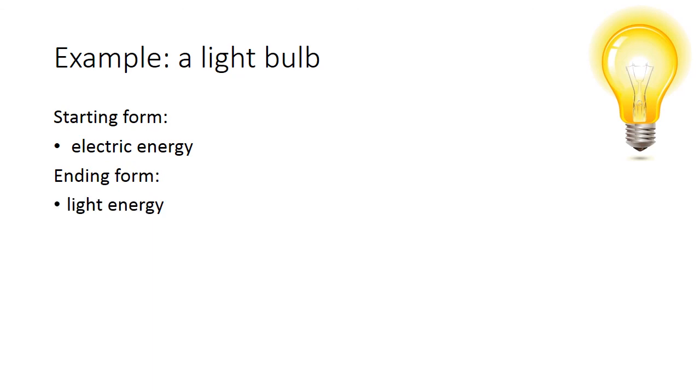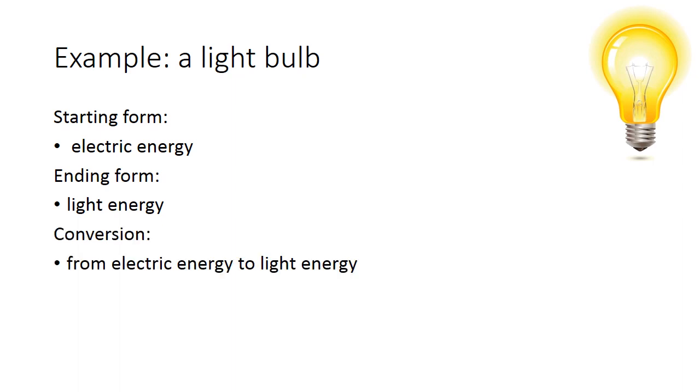Now you could argue pretty easily with a light bulb, with this incandescent light bulb that kind of has a little filament in it, there's a lot of heat energy that goes into that too. I mean, it's not terribly efficient. LED light bulbs are much more efficient. But we're going to say the primary purpose of the bulb is light. We're not trying to heat our home with a light bulb generally, so we're going to say that the primary purpose is light energy. So we're going to say our conversion is from electric energy to light energy.